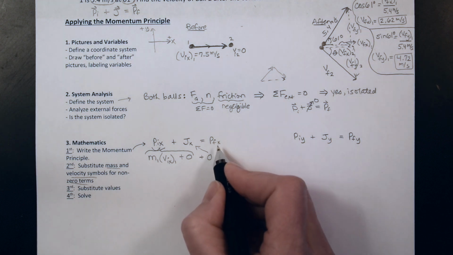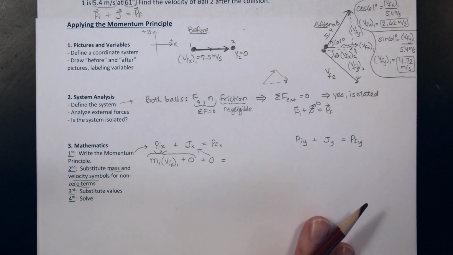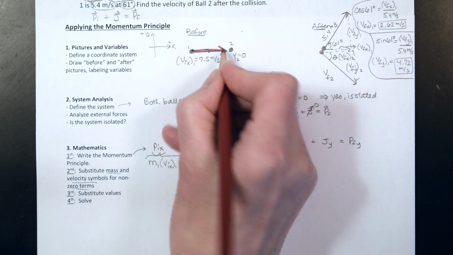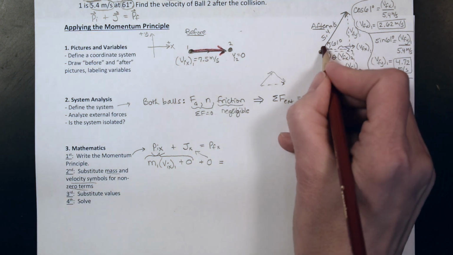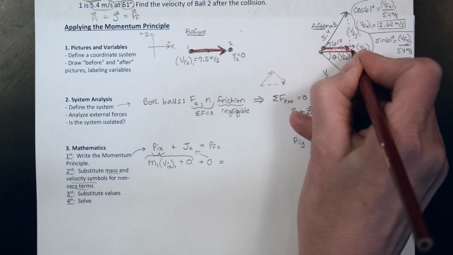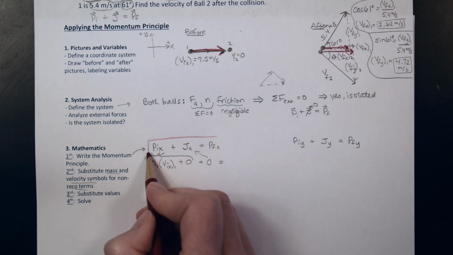Then the final momentum, they're both moving, and they both have an x component. So I'm just going to do everything that's in the x direction in red. So this is in the x direction, this component is in the x direction, and this component is in the x direction. So those are the things that need to go into my x direction equation.